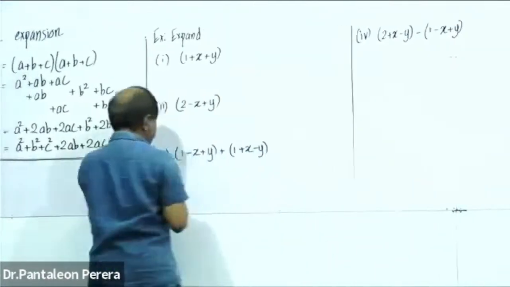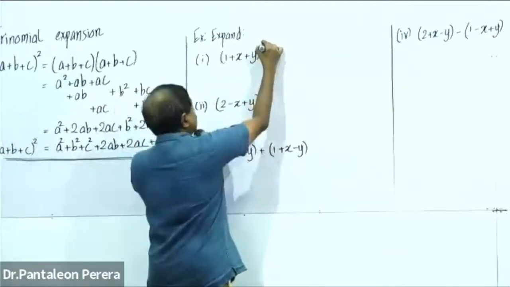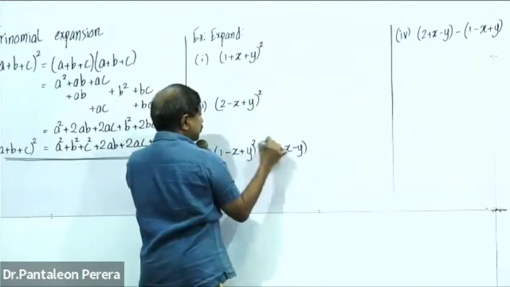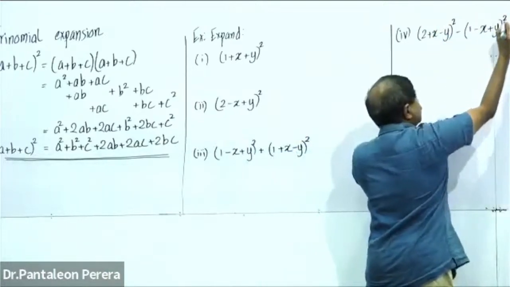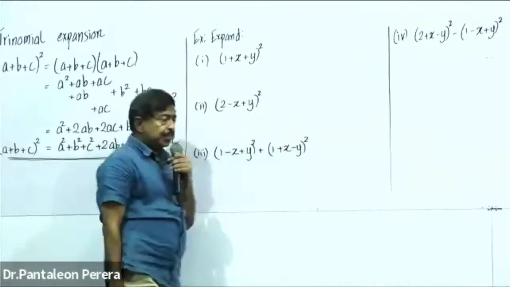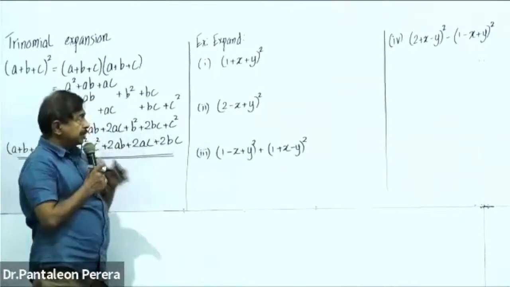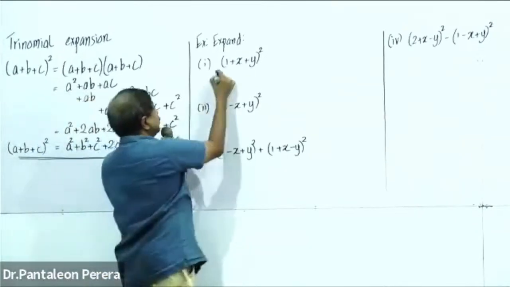I forgot to insert that square. A cube of a trinomial is not important to us. We need these type of examples. Now we'll see how to do this.